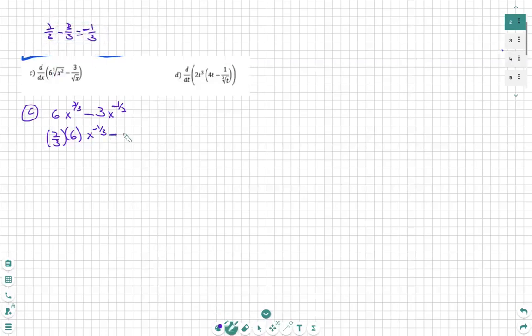Next, we will keep the coefficient, bring down the exponent to multiply, subtract 1, which would be negative 3 over 2. Now let's clean it up. This is going to cancel, leaving a 4x to the negative 1/3 plus 3 over 2 x to negative 3 over 2. Get rid of your negative exponents.